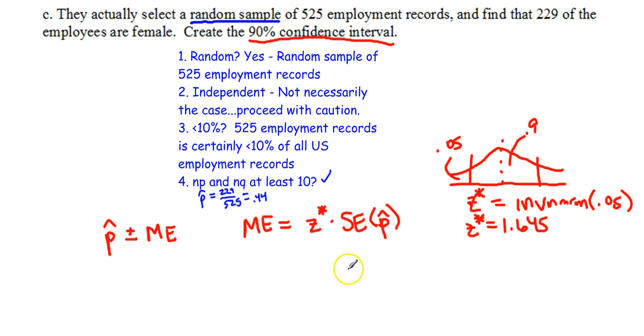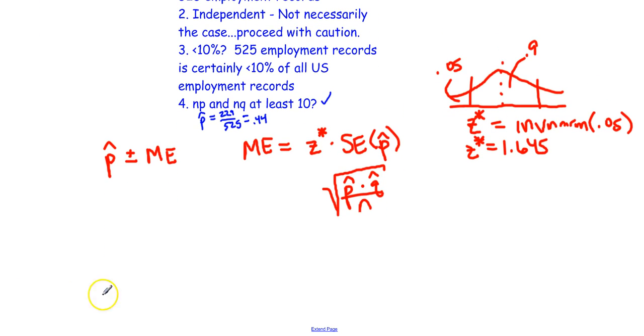So standard error is calculated using p hat, or our sample proportion, times q hat. It's actually not much different from what we did before. So it's p hat times q hat over n, and it's the square root of that. Our z star we said is 1.645. So continuing this calculation for our margin of error, we piece it together in this way.